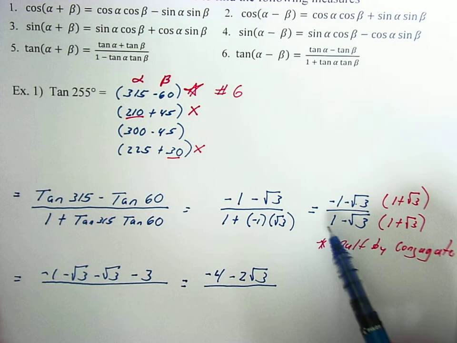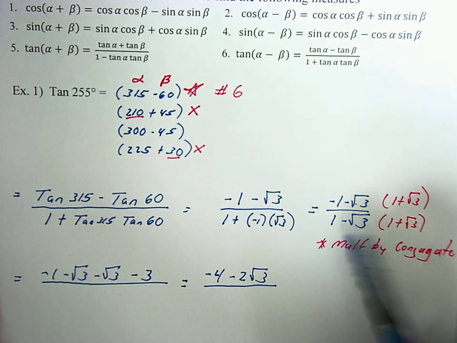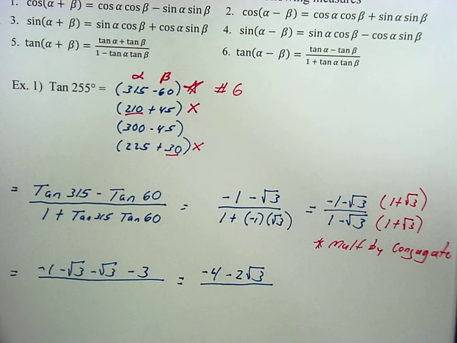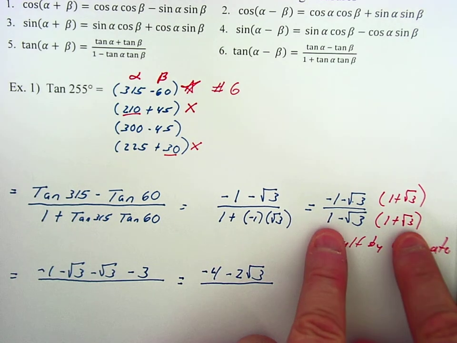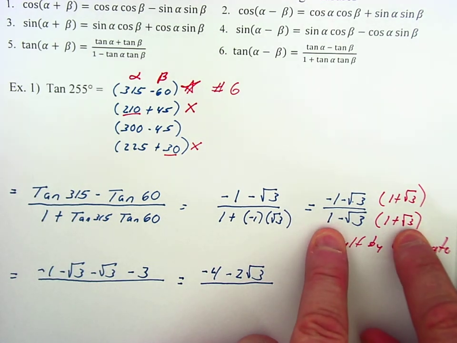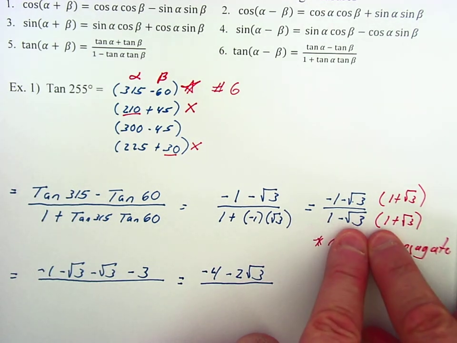Now the bottom I could FOIL, but since they're conjugates, the O and I in FOIL is going to cancel. Here's the O, these two. That's going to be a positive square root of 3. Here's the I, these two. That'll be a negative square root of 3. So they're going to completely cancel anyway. That's how the radical disappears.